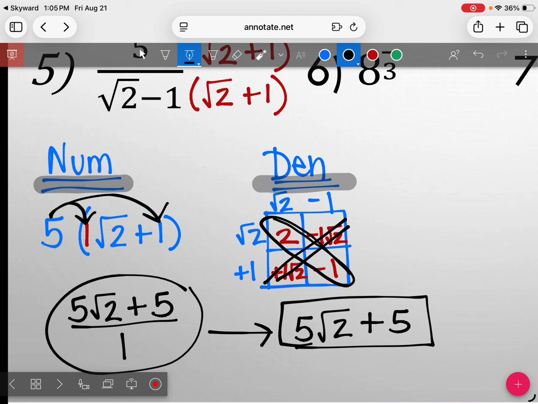Yes, Treasure. Right here, they're not like terms. You mean here? Yeah, this has a square root of 2 and this has a 5. So if this were a 5x plus 5, could I add that and say it was 10x? No, same thing. It has a square root of 2. They're not like terms. We have to keep them apart.